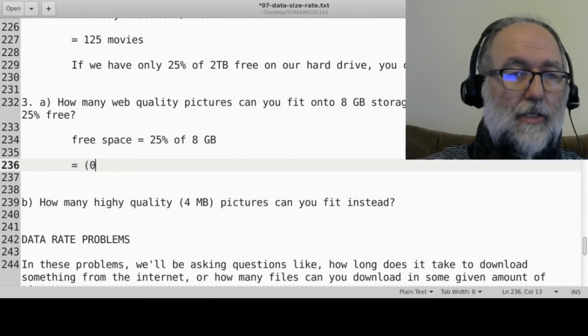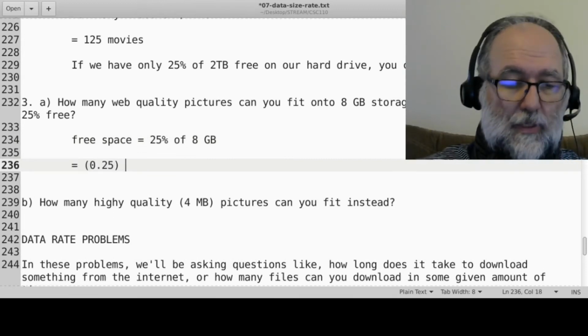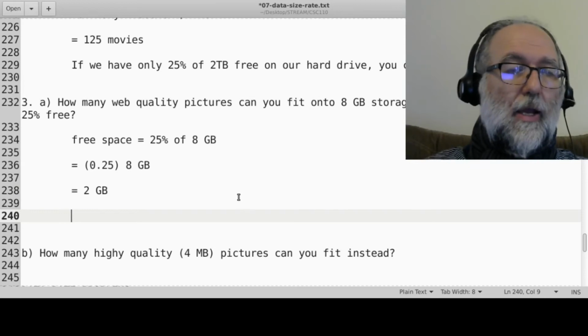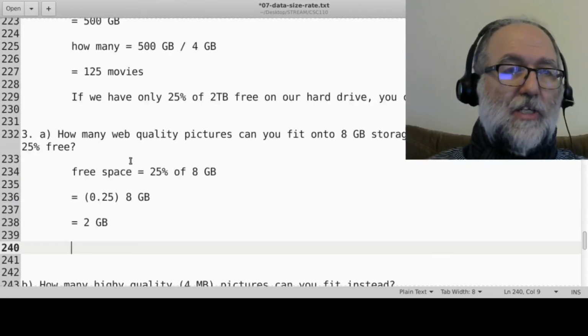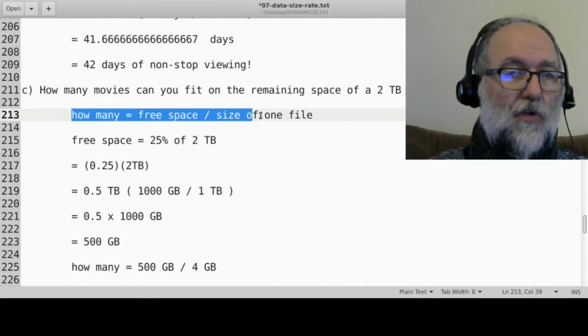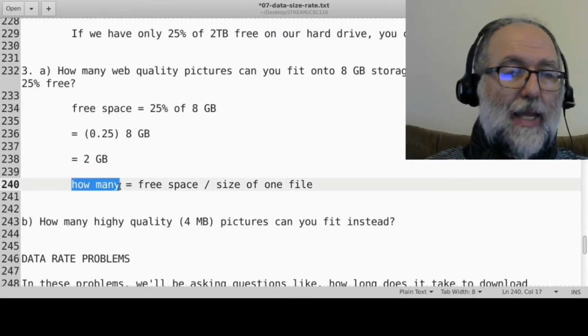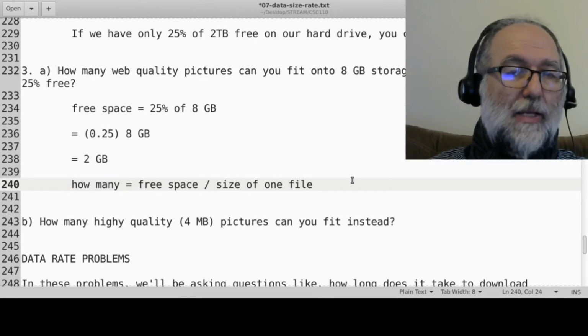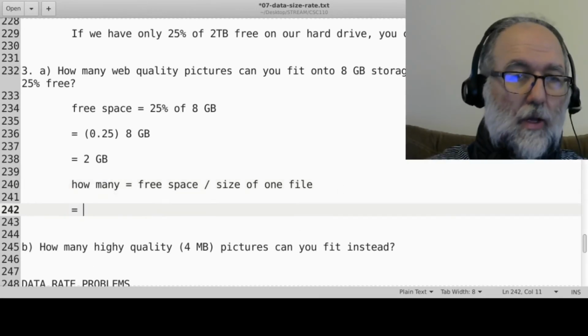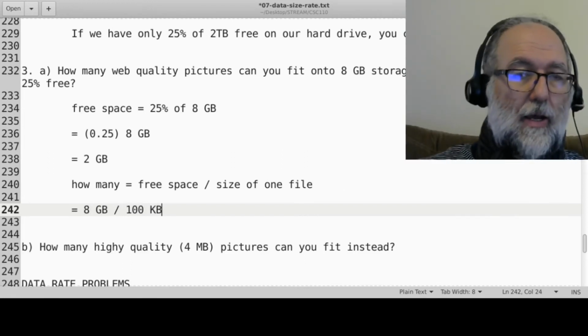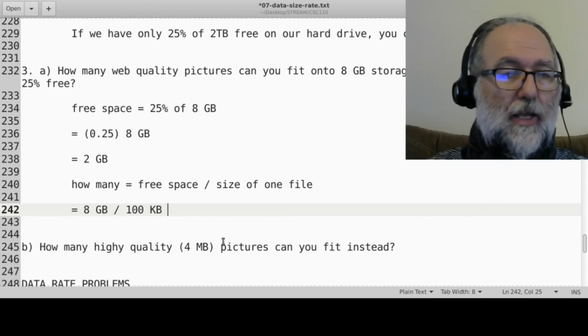And so you just take 0.25 and multiply it by 8 gigabytes, and that gives you 2 gigabytes. Basically a quarter. So that's the free space. So if we do this formula right here, how many web quality images can you get on there? The free space is going to equal 8 gigabytes, and the size of each image is 100 kilobytes.